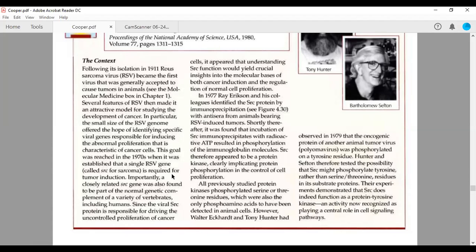After 7 years, when this gene was identified, another scientist, Ray Erikson, and his colleagues identified the SRC protein. From the animals, they were able to isolate the SRC protein. So first the gene was discovered, and in 1977, Ray Erikson was able to isolate the SRC protein.